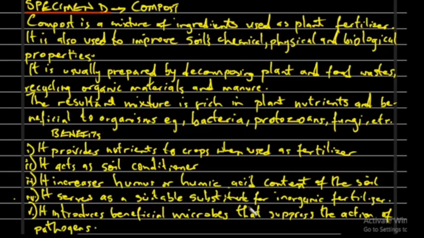It serves as a suitable substitute for inorganic fertilizer, like the NPK fertilizer, the nitrogen, phosphorus and potassium combination. This particular substance can serve as a substitute for that. Also, it introduces beneficial microbes that suppress the action of pathogens. All of these are the materials and benefits of the compost.